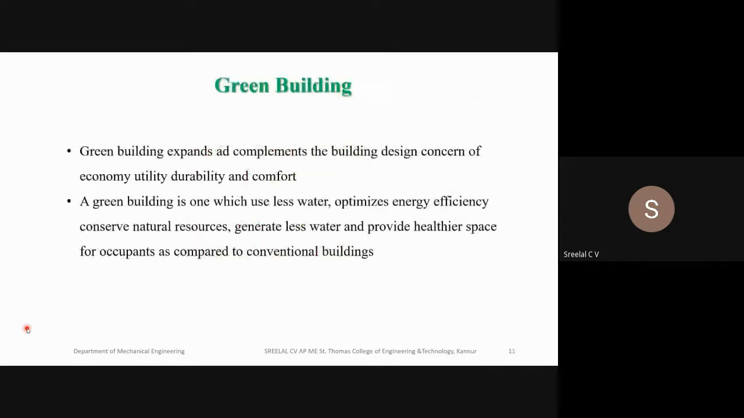Okay. So next we are going to discuss the green building. What is meant by a green building? We can define a green building as one which uses less water, optimizes energy efficiency, conserves natural resources, generates less waste, and provides a healthier space for occupants as compared to a conventional building.